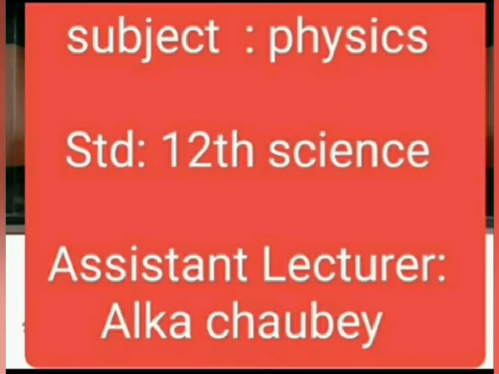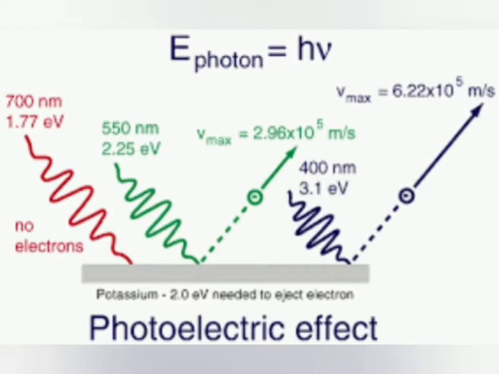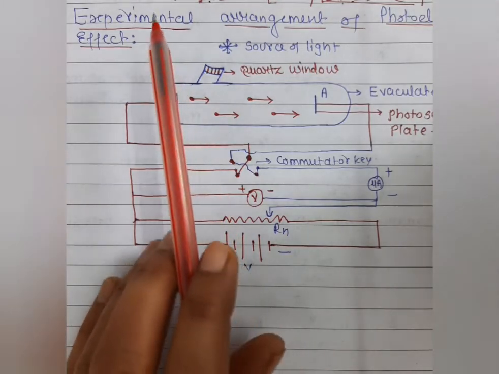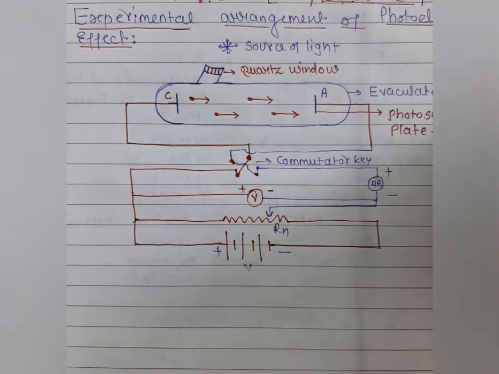This is Alka Chaube explaining the next chapter, chapter number 14, Dual Nature of Radiation and Matter. So let's move on, students, to the experimental arrangement of the photoelectric effect. As we already have the idea from the introduction of this lesson, now let us focus on the experimental setup of the photoelectric effect.